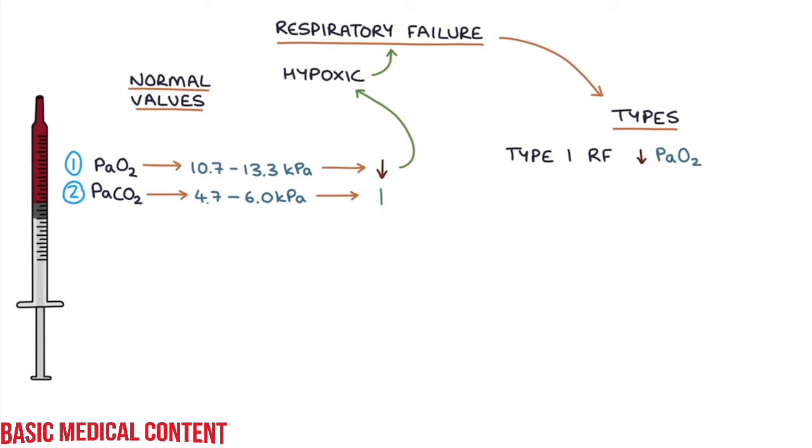If the patient has a raised PaCO2, or partial pressure of carbon dioxide, with a low PaO2, or partial pressure of oxygen, this indicates type 2 respiratory failure. There are 2 PaO2 and PaCO2 values affected.